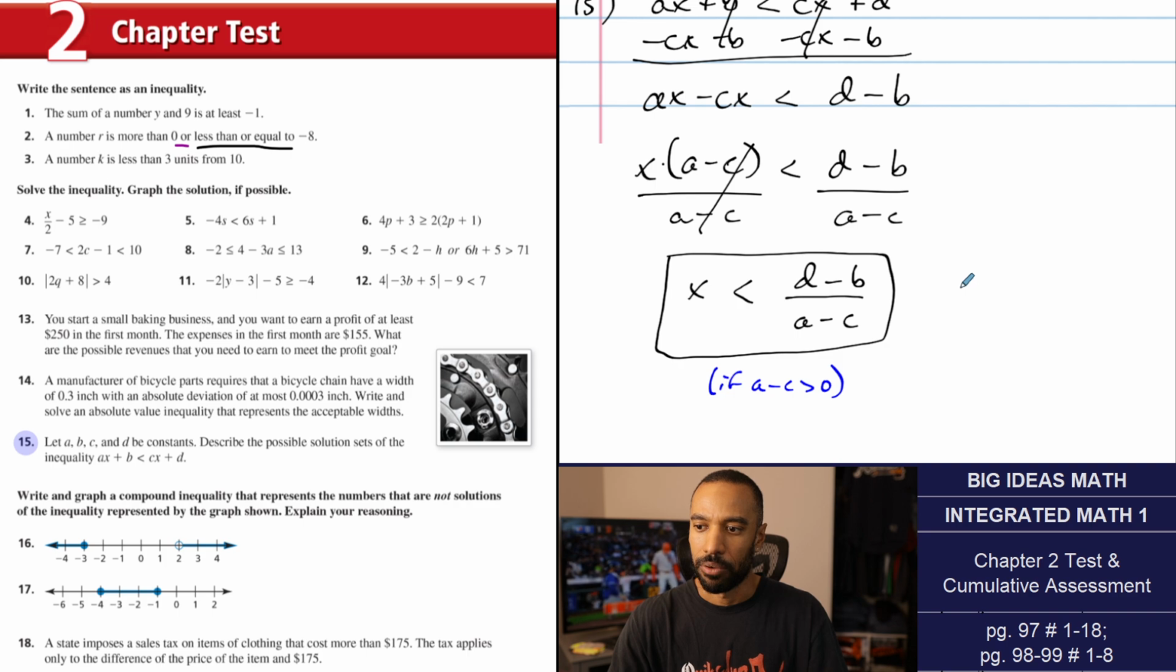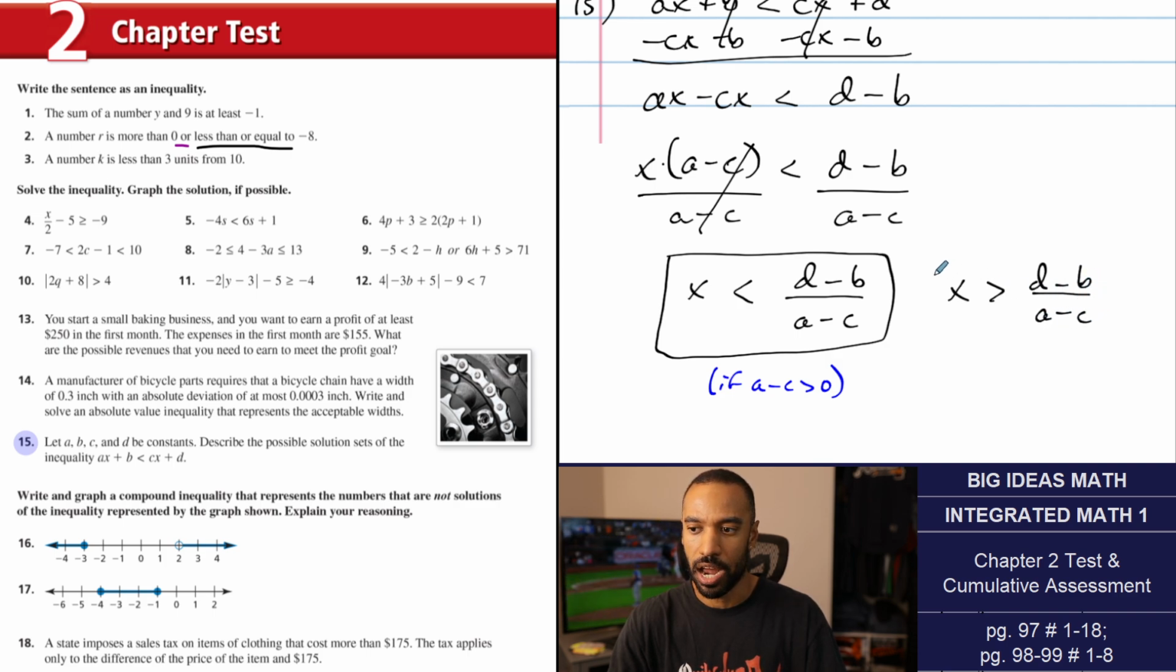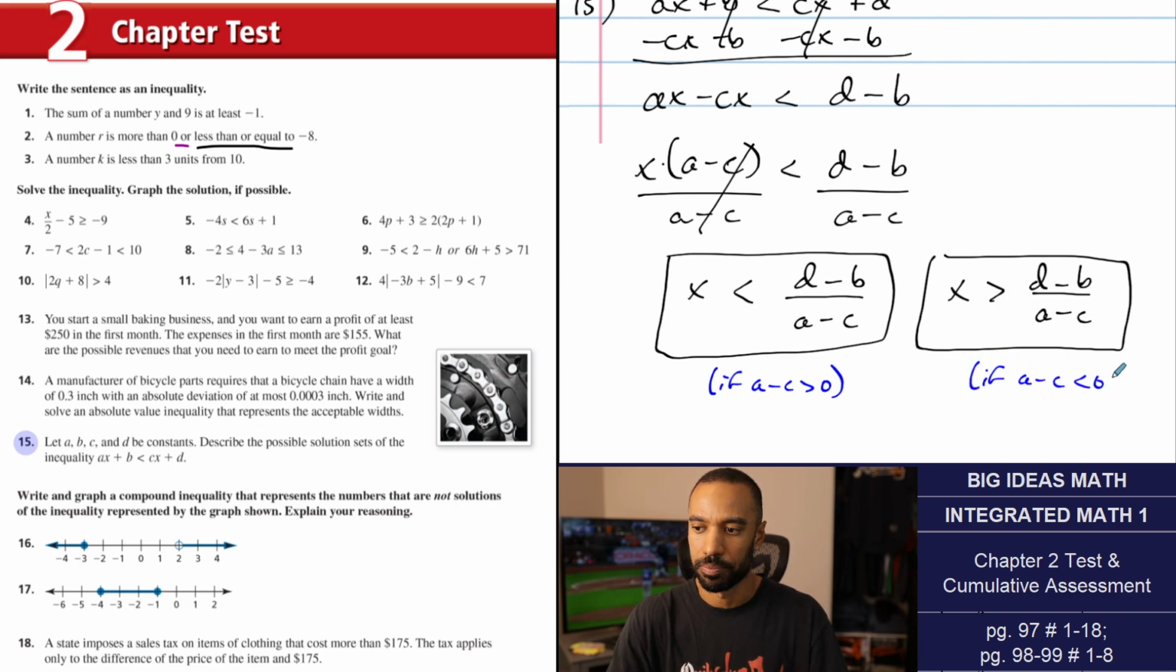Now, if we divided by a negative, then the inequality would actually flip over, and it would be like this: D minus B over A minus C. Doesn't matter that this sign would change or not. That would be another case that could be possible. This is if A minus C is less than 0.